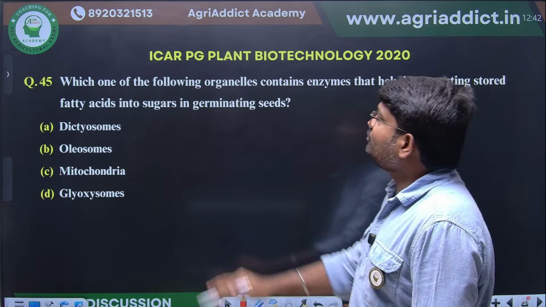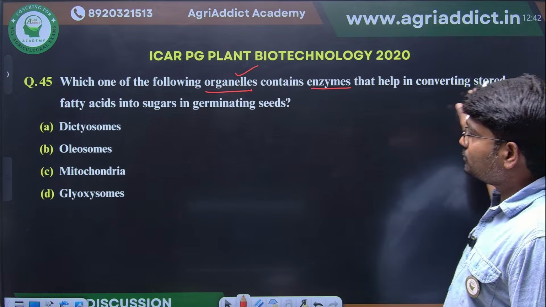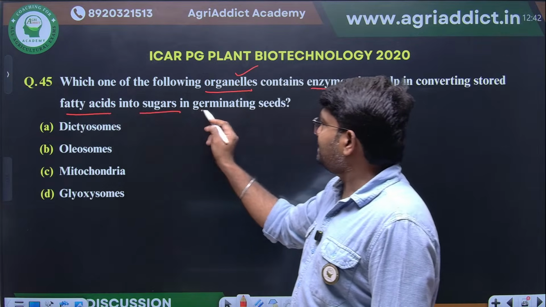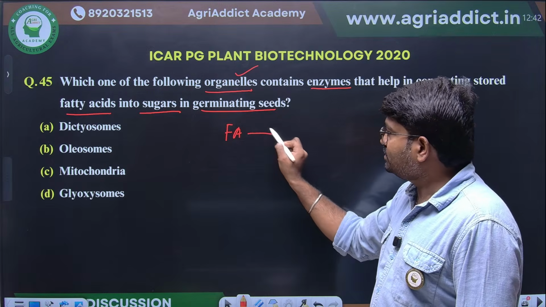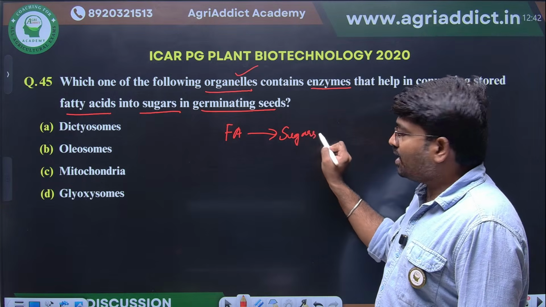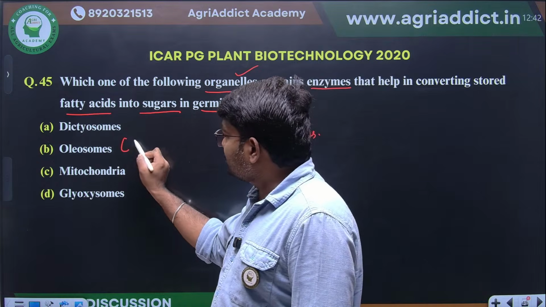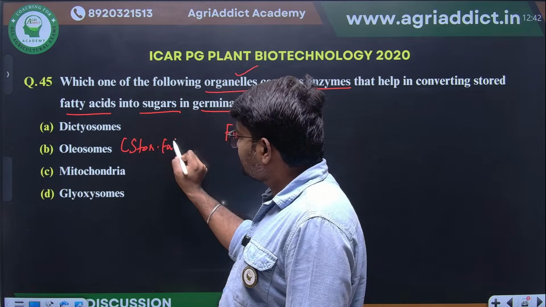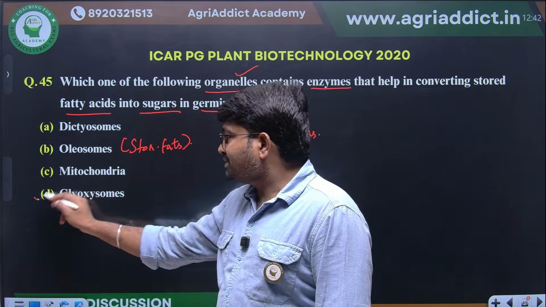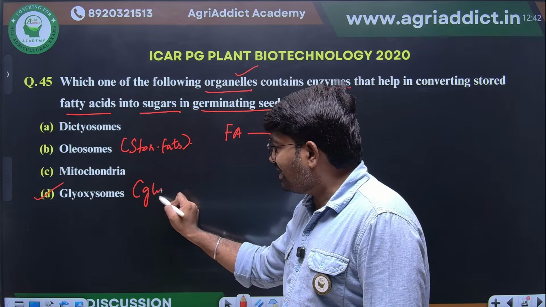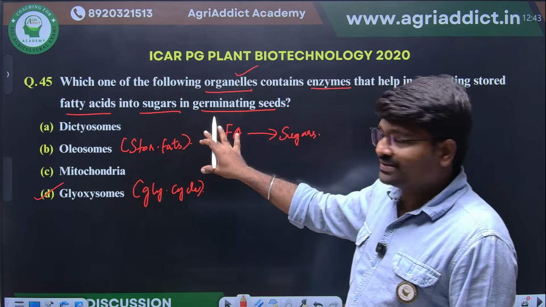Which of the following organelles contains enzymes that help in converting storage fatty acids into sugars in germinating seeds? We have discussed fatty acids are converted to sugars in which organelle? Oleosomes are what? Storage organelle for fats. Yes. Glyoxysomes. Very good. Here the glyoxylate cycle will happen. This will convert storage fatty acids into sugar.